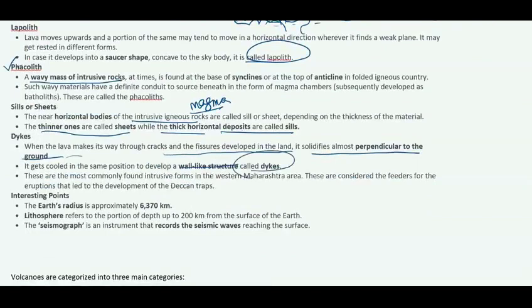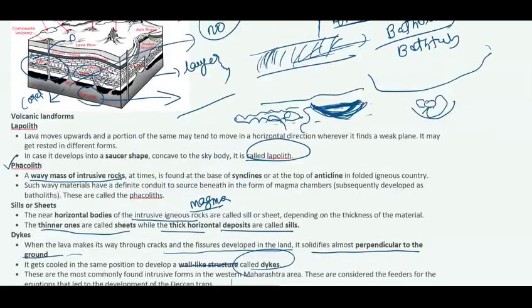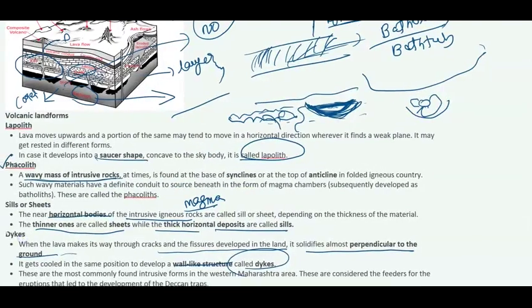Okay. Whatever I told you about this is all about the intrusive forms of volcanoes. These are very important. Lapolith, just like a saucer shape, remember. And phacolith, just like a wavy mass of intrusive rocks, remember. Sills and sheets are horizontal bodies, and dikes are perpendicular in nature.